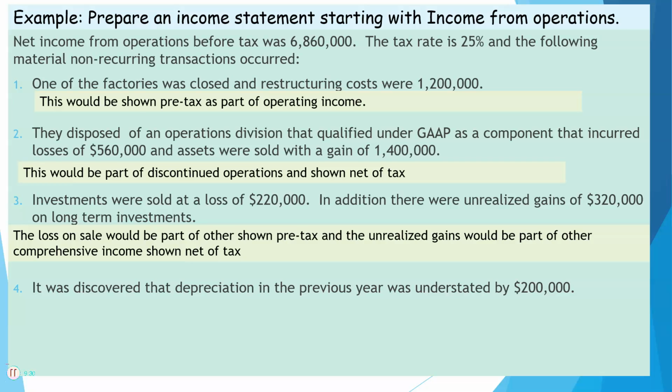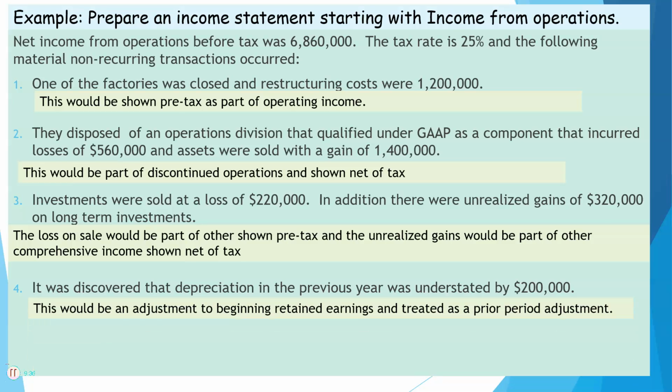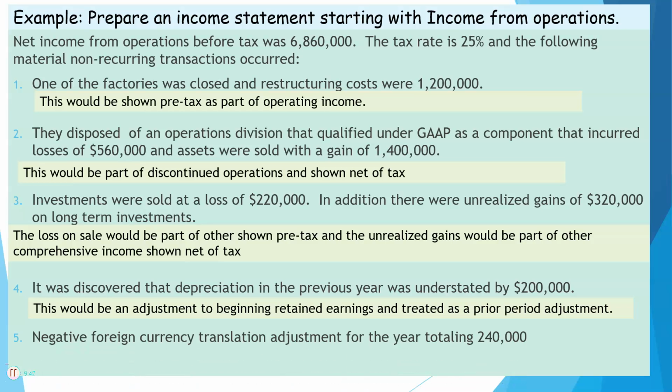It was discovered that depreciation in the previous year was understated. This would be an adjustment to beginning retained earnings and treated as a prior period adjustment. Negative foreign currency translation adjustment for the year, $240,000. This would also be part of other comprehensive income, shown net of tax. So now let's take a look at what that looks like.